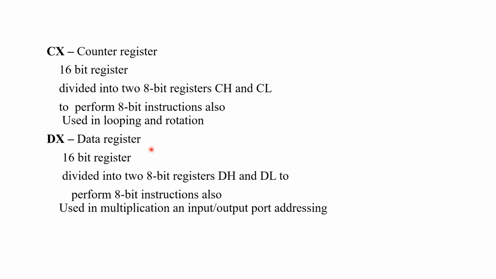Data register, 16 bits, can also operate as two 8-bit registers DH and DL. The data register is commonly used in input-output operations, multiplication or division tasks. It can hold extra data during arithmetic operations, especially when the results exceed the size of the accumulator register.